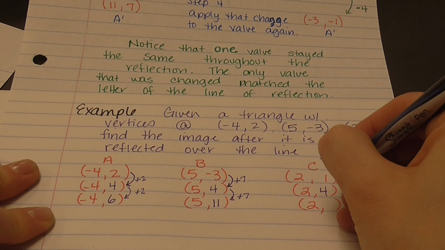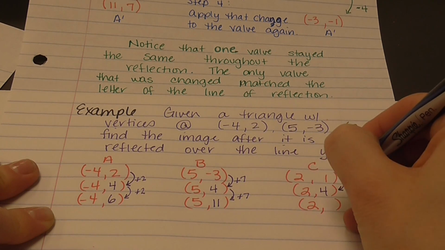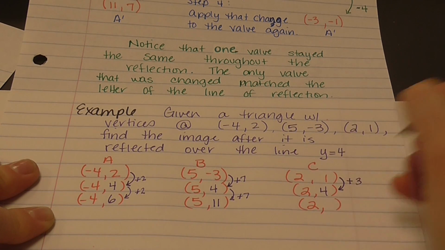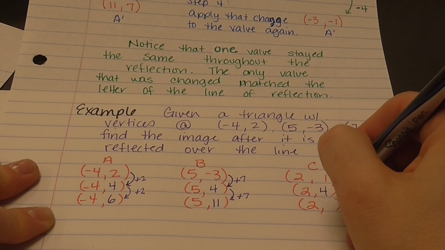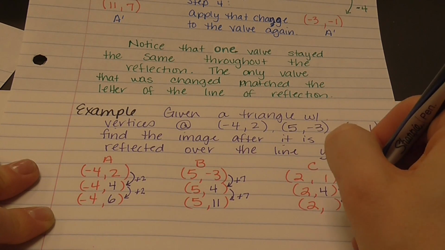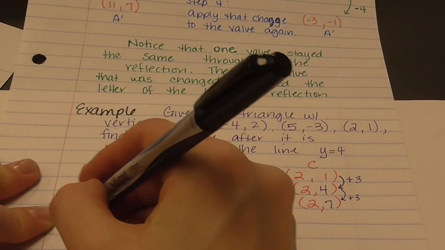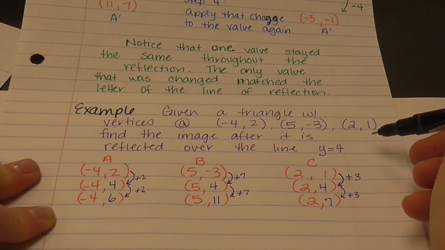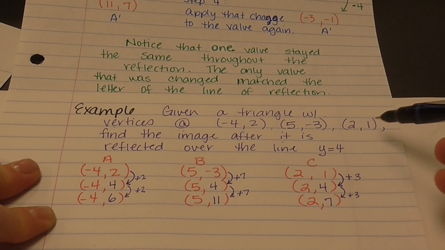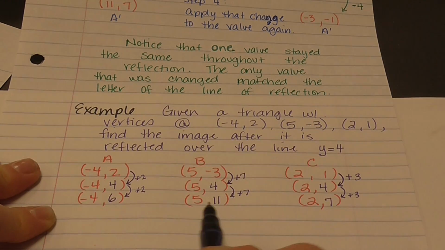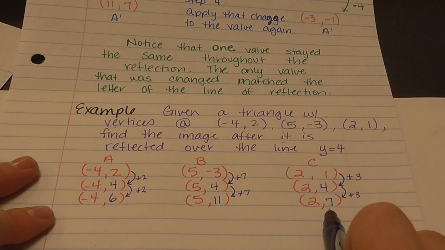All right, and then how did I get from 1 to 4? I added 3. So now I'm going to add 3 one more time, and I get 7. So my new points for the image, where these were the points of the pre-image, are -4, 6, 5, 11, and 2, 7.